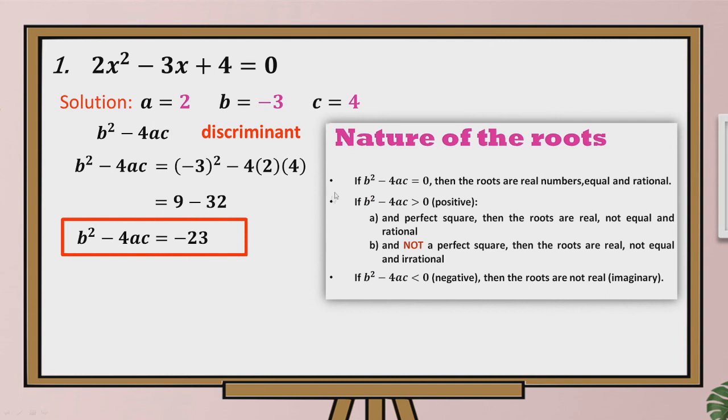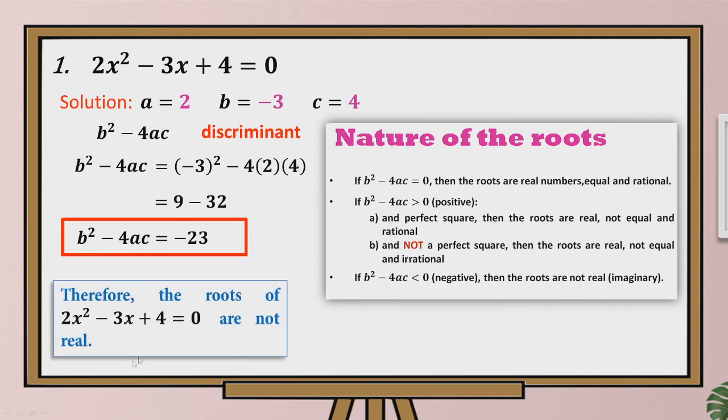So going back to our conditions, this falls sa ika-4 na condition, which is kapag ang ating discriminant ay negative value. So if our discriminant is a negative number, then we can say that the roots of this quadratic equation are not real. Kaya naman, based here, we can conclude that, therefore, the roots of 2x squared minus 3x plus 4 equals 0 are not real. So as you can see, without actually solving for the roots, gamitin lang natin ang expression na to of our discriminant, we can already tell the nature of the roots of our quadratic equation.